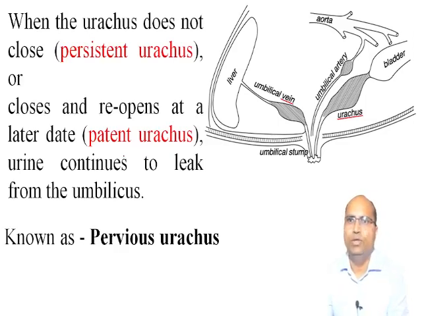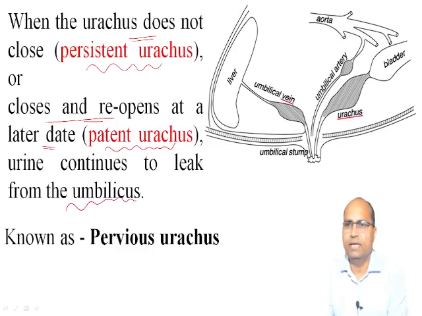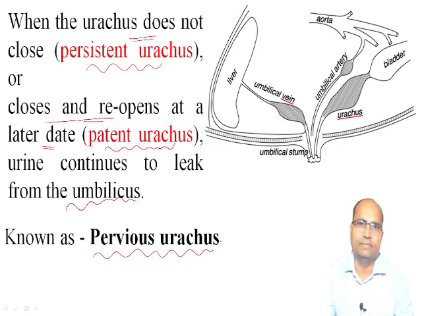Friends, when urachus does not close, that condition is known as persistent urachus. Or urachus closes and reopens at a later date. That condition is known as patent urachus. Friends, urine continues to leak from the umbilicus in this condition. This condition is commonly known as Pervious Urachus.